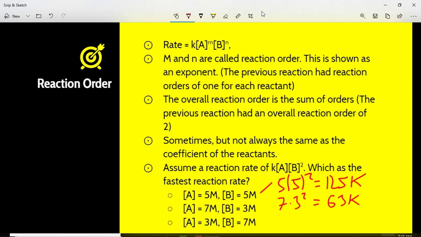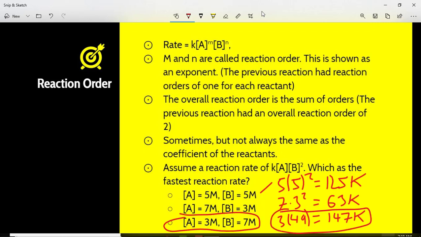And then for the last one, we're going to have 3 times 7 squared. 7 squared is 49. 3 times 49 is 147 K. So the fastest reaction rate is going to be the one at the bottom, where we have 3 molar concentration of A and a 7 molar concentration of B. Again, just some ways you could plug in some numbers and solve for these types of problems.